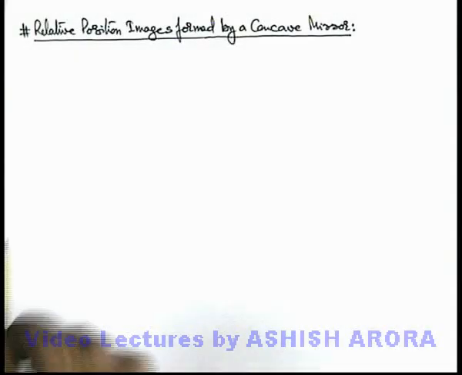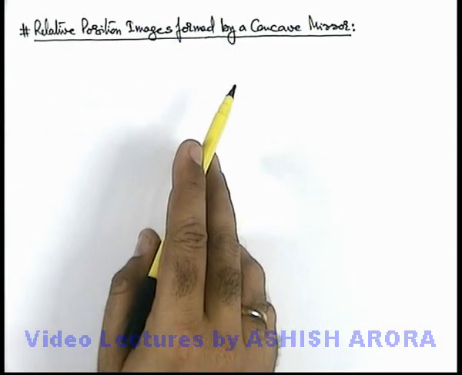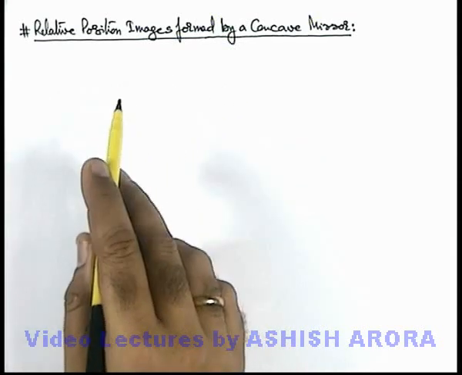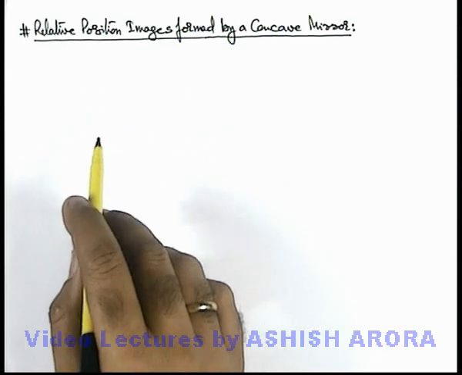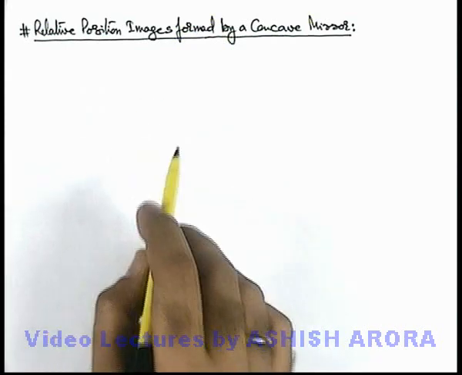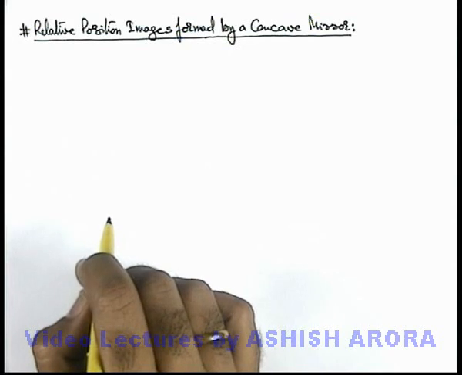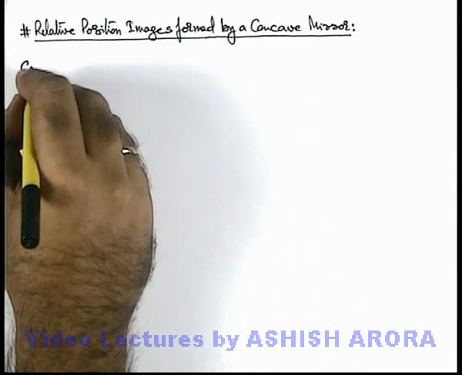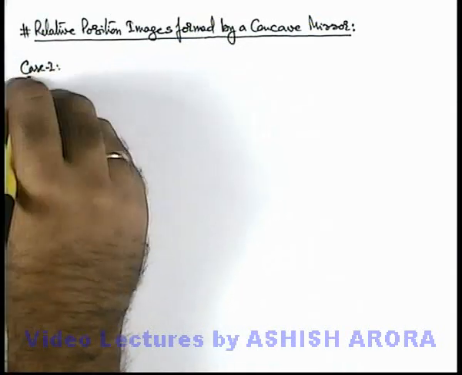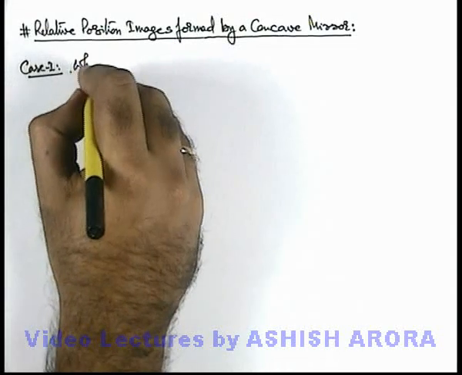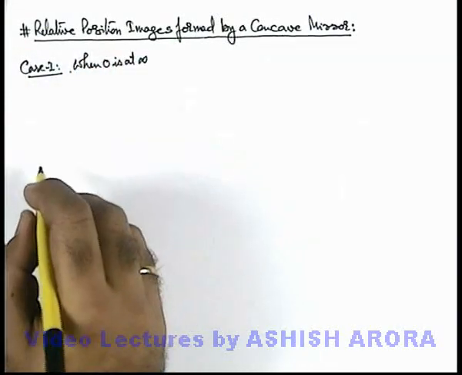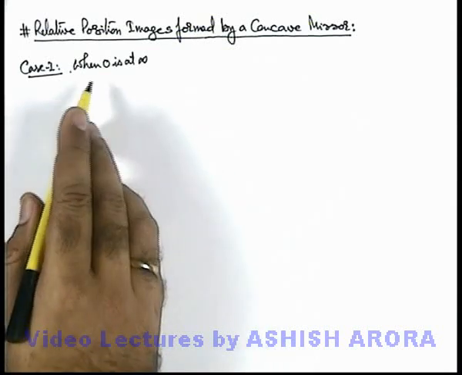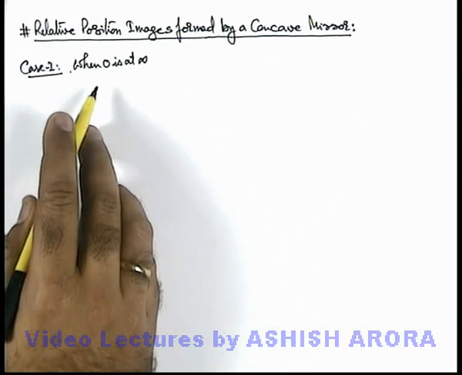Let us discuss the relative position of images formed by a concave mirror. We'll discuss some specific cases of image formation for standard locations of the object at various points on the principal axis of a concave mirror. Like, say we talk about case 1, where the object is at infinity. If the object is located at infinity, we know that the incident rays on the mirror are parallel.